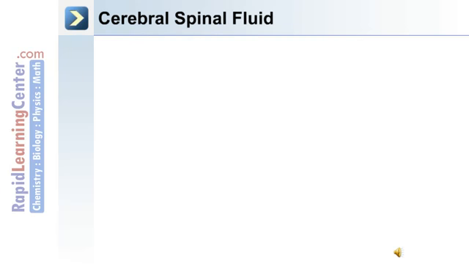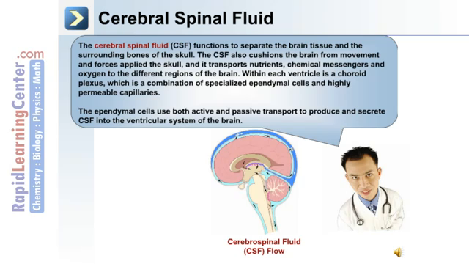As mentioned, the cerebrospinal fluid, or CSF, is in the subarachnoid space. This functions to separate the brain tissue from the surrounding bones of the skull. It cushions the brain from movement and forces applied to the skull. It also functions to transport nutrients, chemical messengers, and oxygen to different regions of the brain.